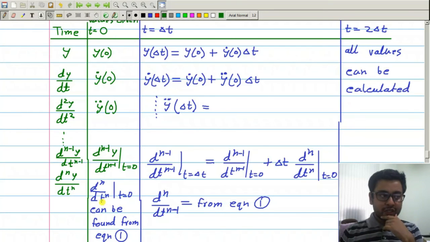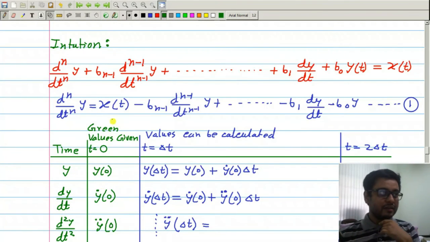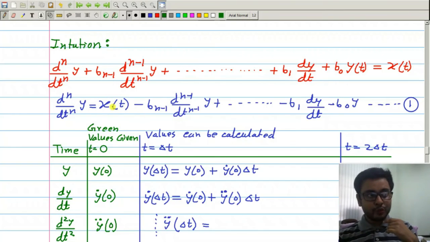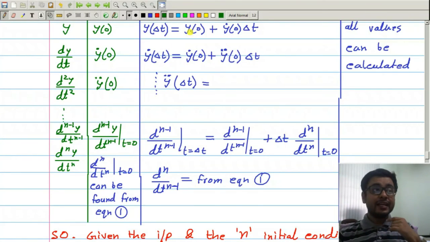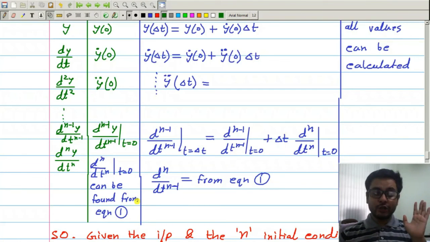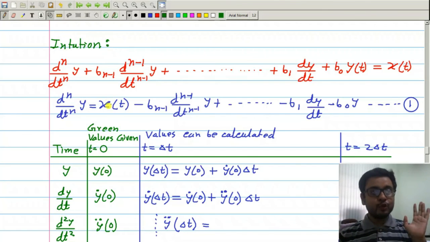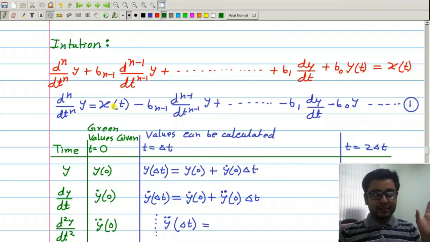But you note that this last derivative, the nth derivative, will also be 0 because we are calculating this nth derivative from this equation using the input and other derivatives. But input is 0, we said, other derivatives are 0, so the nth derivative will also be 0. So as long as input is 0, this derivative will also be 0. And then when you calculate these values at the next time instant, you will get all of them 0. After that you calculate them at the next moment, they will also be 0. And they all will remain 0 until and unless this input changes to some non-zero value, they all will remain 0.